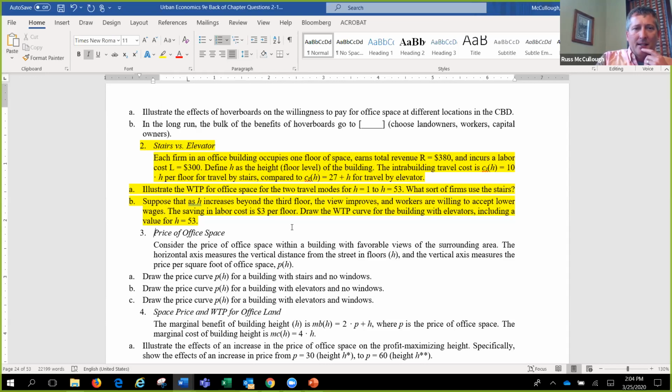So part A is to illustrate the willingness to pay for office space for the two travel modes. You can think about a height of a building of 1 and a height of 53. So what sort of firms use the stairs? Let's start with H equal 1 to H equal 53. Start thinking about how you'd lay that out. I'm going to work this one with you, trying to use a different function, and we'll see how it goes.